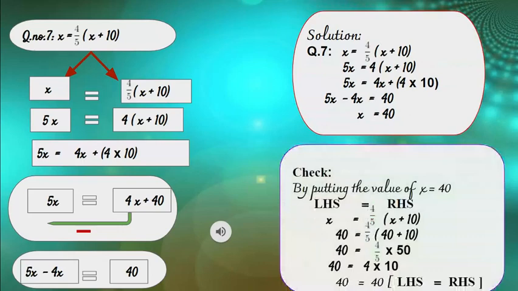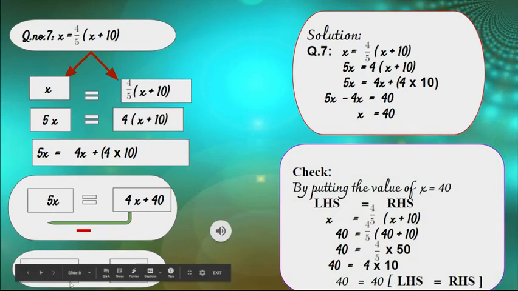40 plus 10 is 50. Then 5 in 50, 10 times. So 4 into 10, 40. Now we got 40 in both sides. LHS is equal to RHS. So our answer is correct.